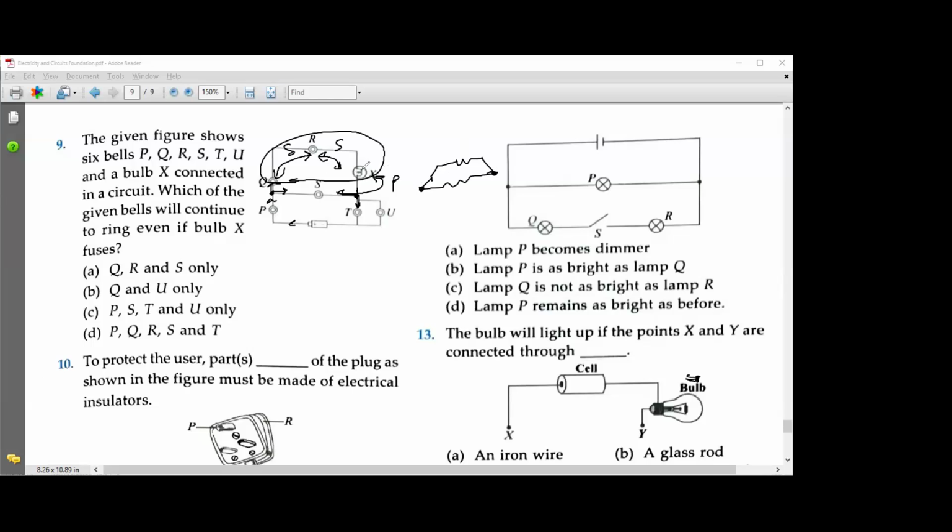So if bulb X gets fused, it will not disturb S, P, T and U, but because the pathway of Q, R and X is the same, Q and R will get disturbed. But not S, P, T and U, so they will continue to glow. You have to basically see the point where the current is getting divided. Wherever it is getting divided, it will not disturb the other things. But the ones which have the same pathway will be disturbed. Okay? Okay, ma'am.